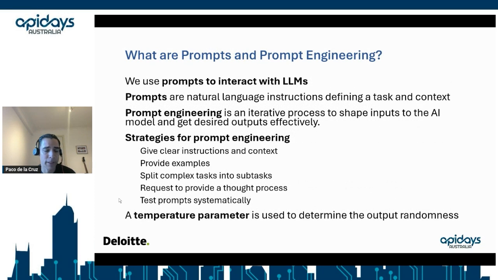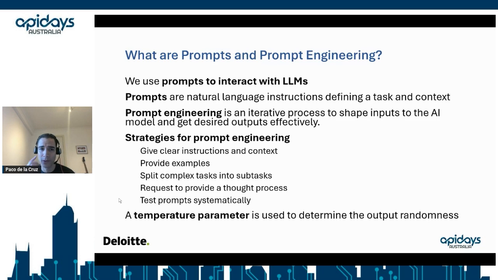Okay, so when we're leveraging GenAI in our applications, it's important to understand what prompts are and what prompt engineering is, right? So we use prompts to interact with large language models, right? And these are the natural language instructions in which we define the task and the context for the large language model, right? And we use this iterative process to shape our inputs, the prompts that we give to the AI model, to get the desired outcomes, right? And this is what we call prompt engineering.